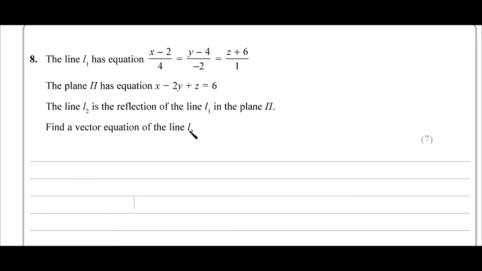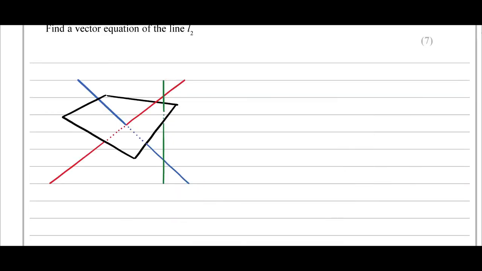Well, to do this question, it would help if we draw on what's actually going on. And I will do that right now. So I think I've drawn a pretty good diagram over here to illustrate what's going on. In black, we've got our plane pi. Let's label this. And then in red, we have our line L1, okay? And we're finding the equation of the blue line L2, which we will also label here. And we also have the line in green here, which is the normal, okay? The green line is the normal to the plane, so we have 90 degrees here.